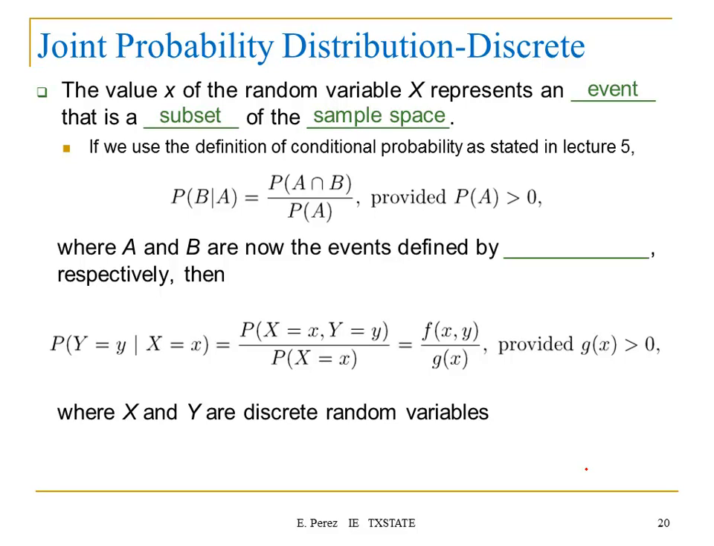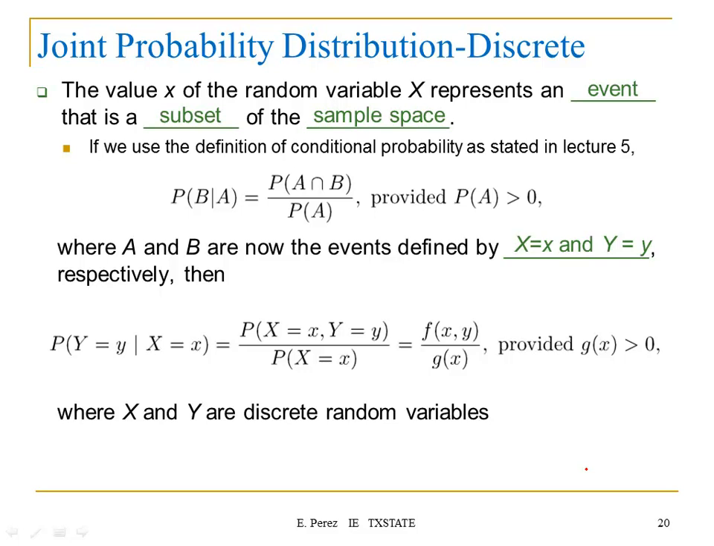If we use the definition of a conditional probability as stated in lecture 5, we remember that the probability of B given A can be found by looking at the intersection of the two events, given the probability of A happening. Where A and B are now events defined by x being equal to x and y being equal to y. So now we are looking at two different random variables, and we want to find the probability of those two events happening when we already know something about one of them.